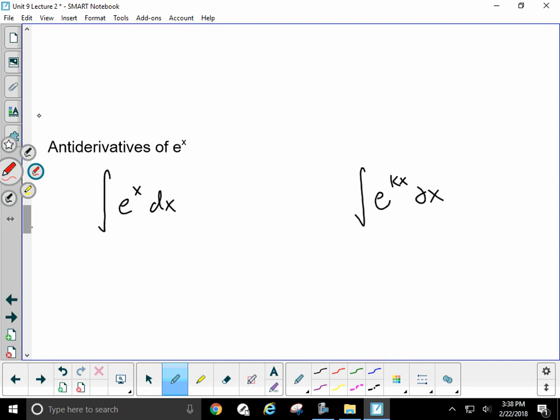Well, first let's discuss the derivative of e to the x with your neighbor, and also discuss the derivative of e to the kx with your neighbor. Okay, ready, set, go. What is the derivative of e to the x, and what is the derivative of e to the kx?